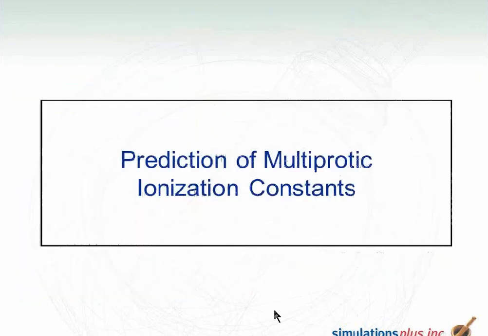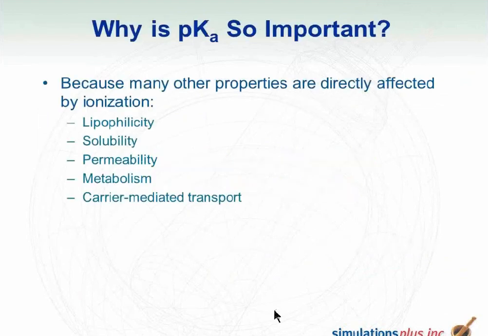Okay. Now moving on to the next section to discuss our predictions of multiprotic ionization constants. I just again want to state that if you have multiprotic ionization in a particular molecule, it's very difficult to predict these from structure alone. And I think you'll appreciate that as we go on through here.